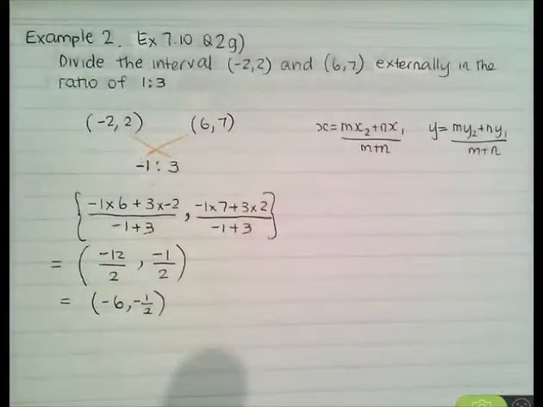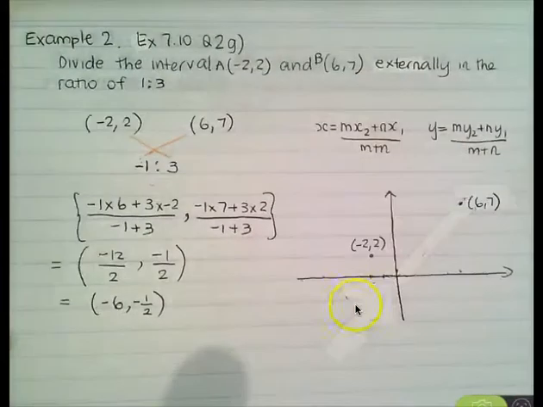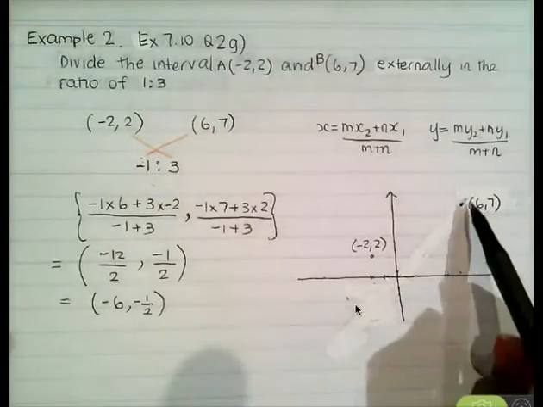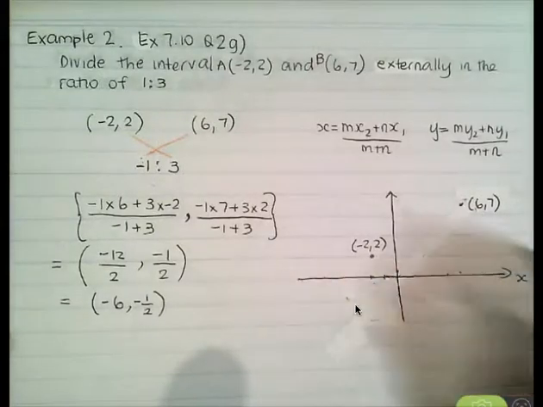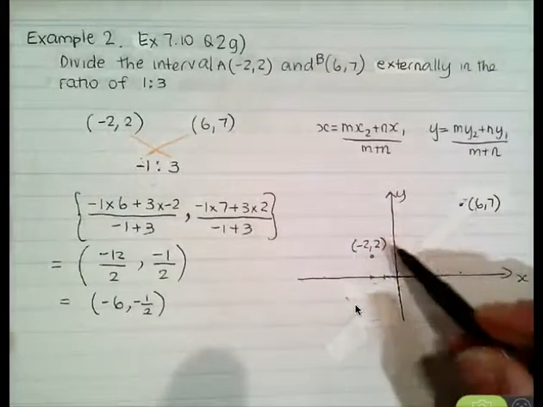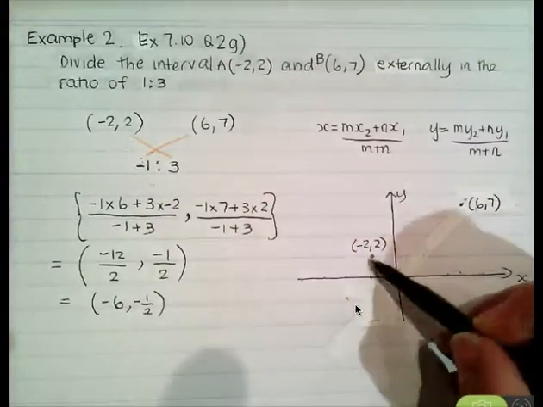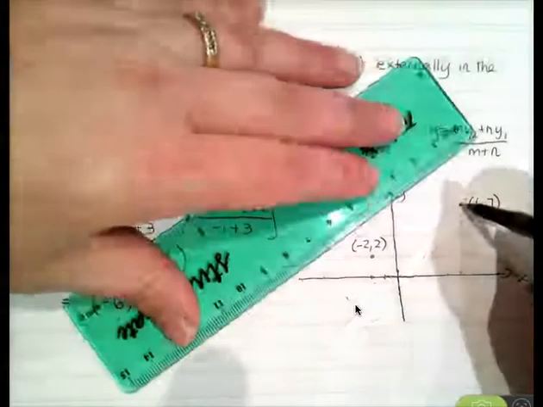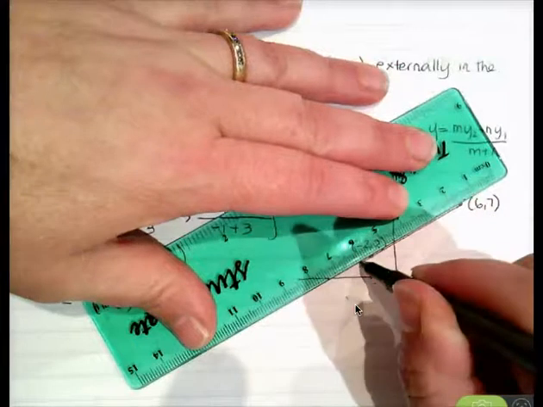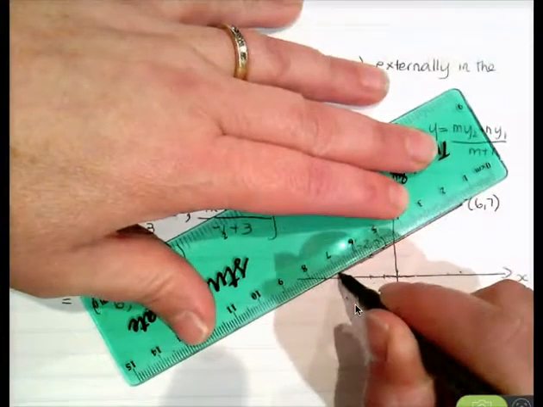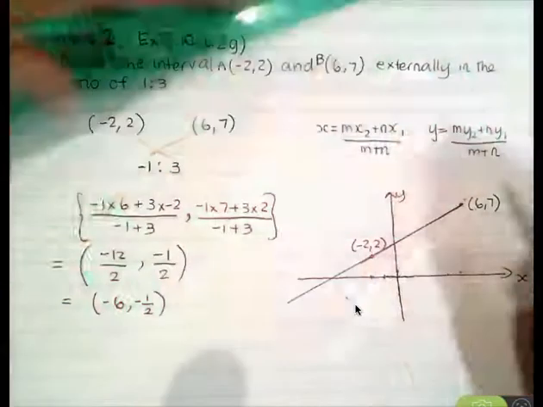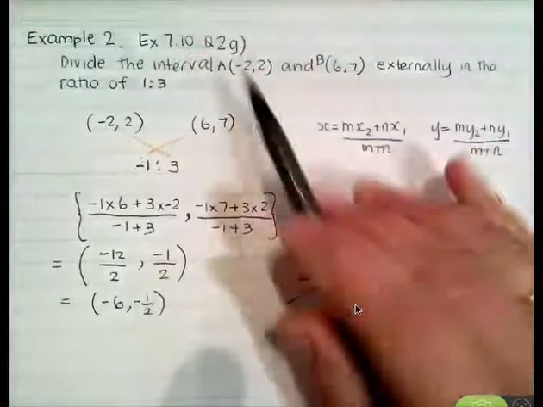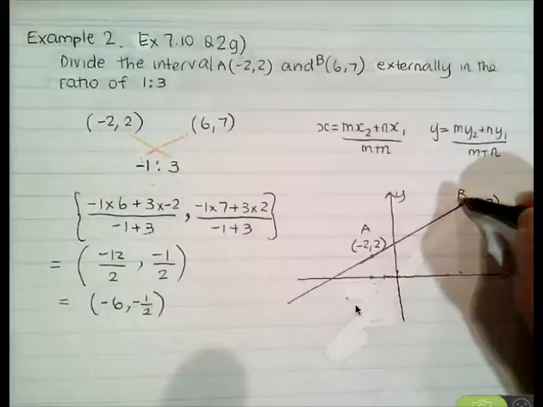Now if I do a quick sketch of this, I've drawn those positions here. Sorry, I just paused the video and had to restart, so there might be a little bit of a jump in the recording. I'm drawing the points here. I've got the point (-2, 2) and the point (6, 7), and I'm dividing it externally in the ratio of 1 to 3. Remember, with external division, my point P will not lie inside, but will lie outside those two points. I've labelled this as A and B. So this is point A and this is point B.